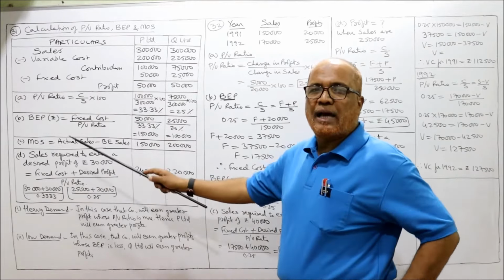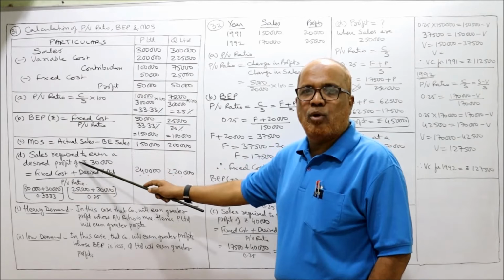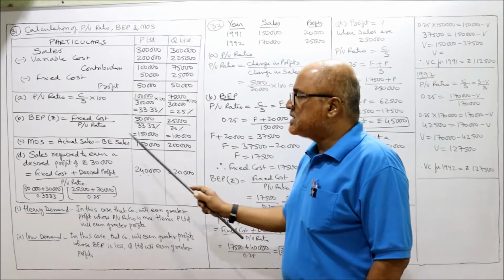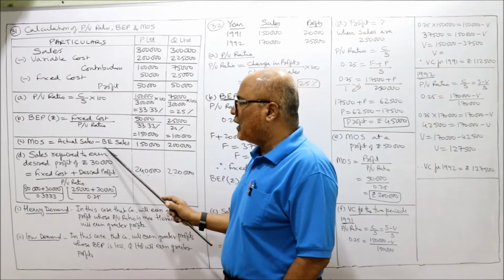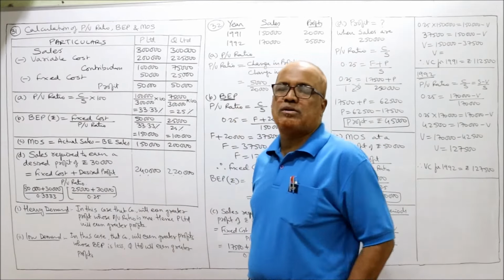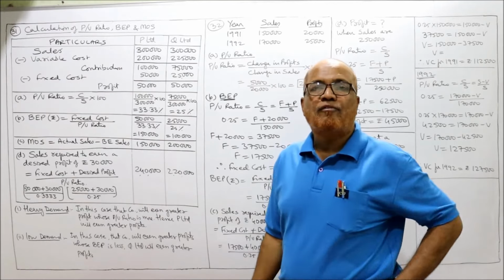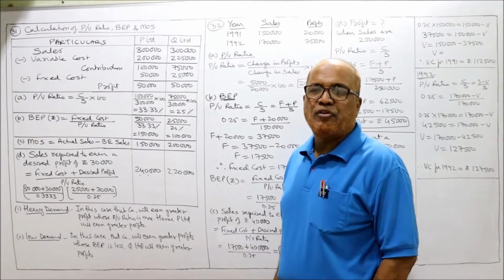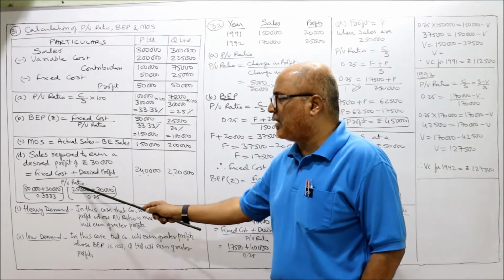It is asking you to calculate PV ratio, BEP and MOS for both the companies, P Limited and Q Limited. Second, sales required to earn a desired profit of 30,000. Already you have the formula. Formula number 6. Sales required to earn a desired profit: the fixed cost plus desired profit divided by PV ratio.